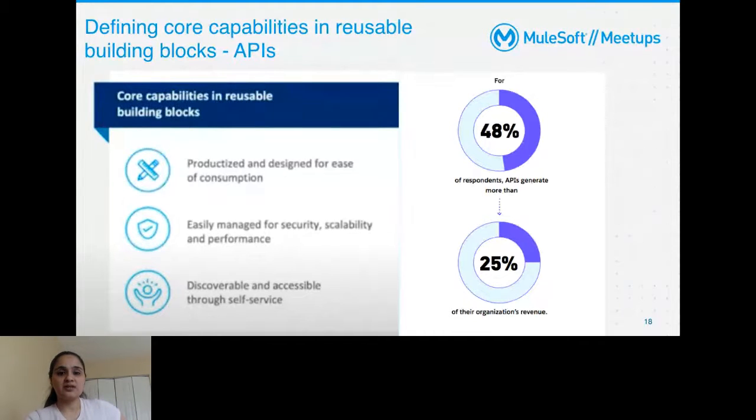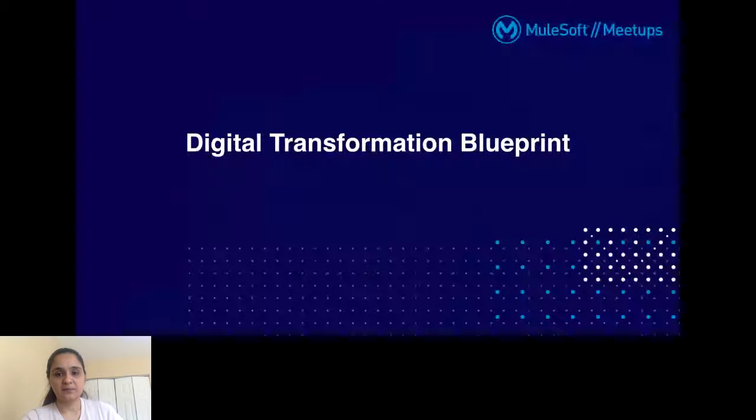So, as per the benchmark report of 2021, the data shows that 48% of IT delivery managers respond that APIs generate more than 25% of their organization's revenue. This is really a big impact for every organization, and that's what they are looking for, so they can invest more in innovation. They can create new products and new services to meet their consumer demands. So this is an excellent way that APIs play a very important role in digital transformation.